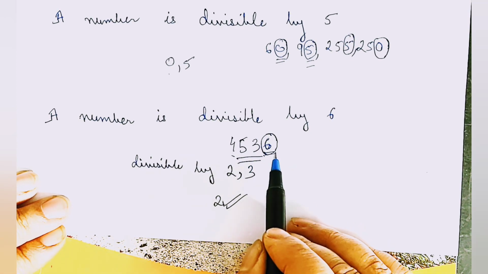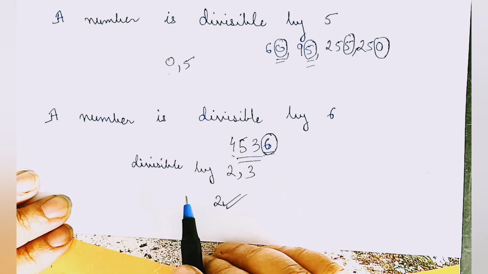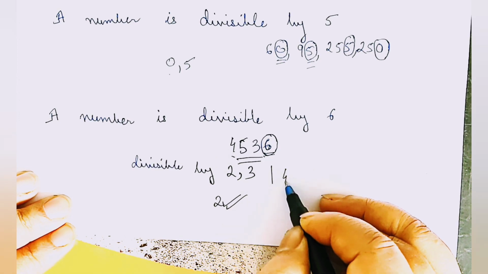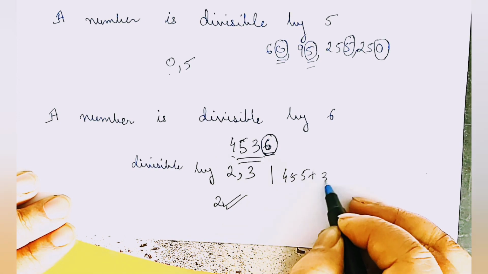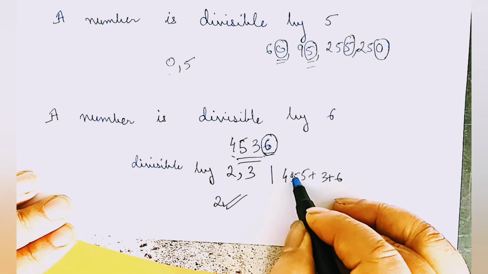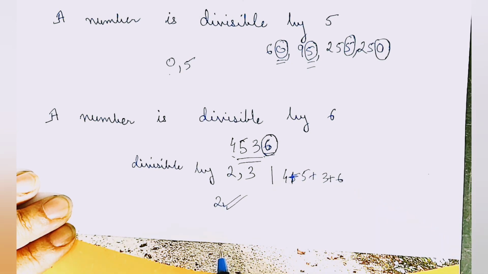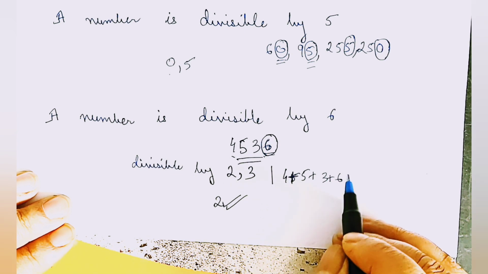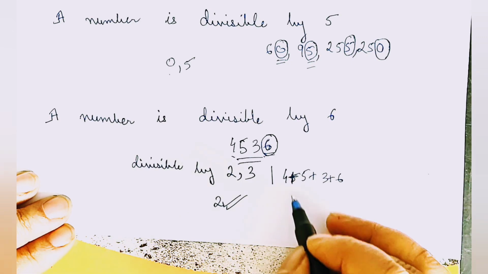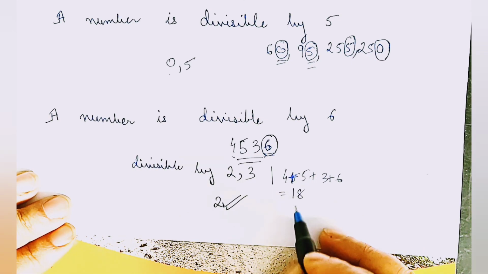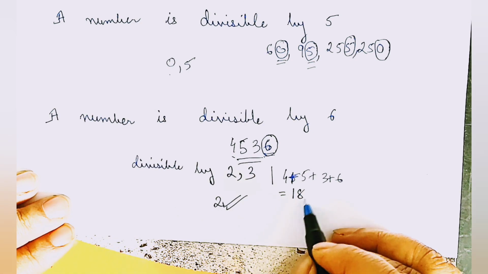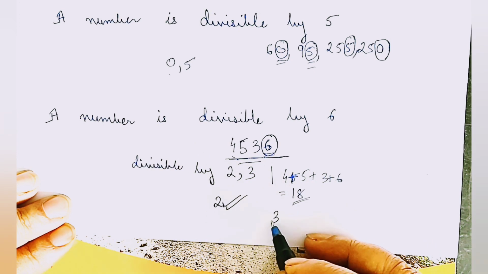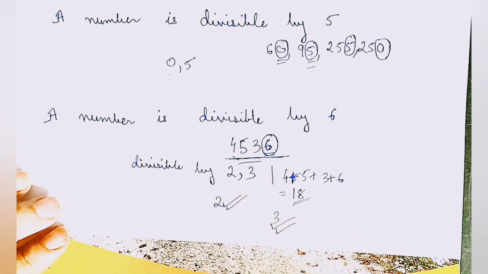Now, is this number divisible by 3? What was the condition? The condition was that you have to add all the digits. Say the number was 4 plus 5 plus 3 plus 6. If you add it, what are you getting? 4 plus 5 is 9, and 10, 11, 12, then 18. Now is this number divisible by 3? Yes, 3 times 6 is 18. Therefore, this number is divisible by 3 also. I think I am clear to you, friends. Okay.